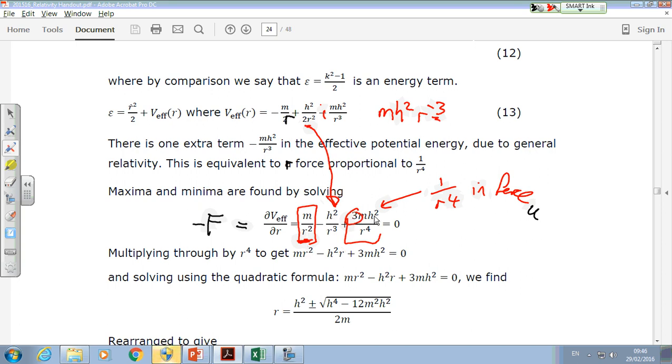Okay, and so this actually now is just a quadratic, which we can solve for r. Okay, so it's m r squared minus h squared r plus 3m h squared. So there's an r squared term here, there's an r to the 1 term here, and this is just your constant. Quadratic formula. So this is now giving us the radius values at which that potential is flat. Okay, so this is basically the positions of the stable and the unstable circular orbits from that potential.